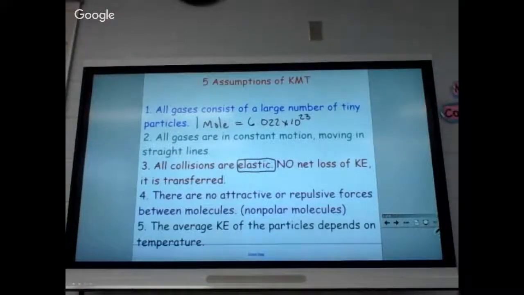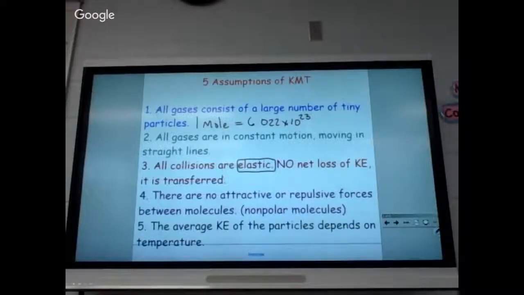All right, last one. Number 5, the average kinetic energy of the particles depends on temperature. What's that mean? If it's super hot, they move faster. Okay, that's right.